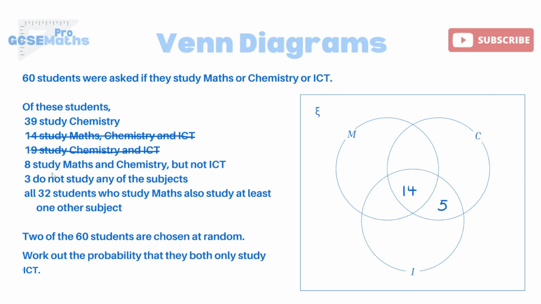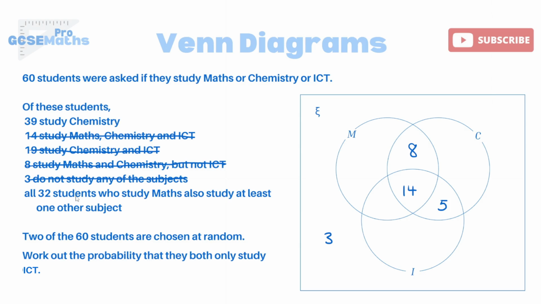Now you can see obviously then the other version here is 8 study maths and chemistry, but not ICT. So that's then them saying maths and chemistry, but not ICT. So now I know that it is just 8 that will go into this section here, and I don't need to find any differences. So that's 8. So just be careful with the difference between these 2 types of sentences. Then we've got 3 do not study any of the subjects, so 3 obviously goes on the outside.